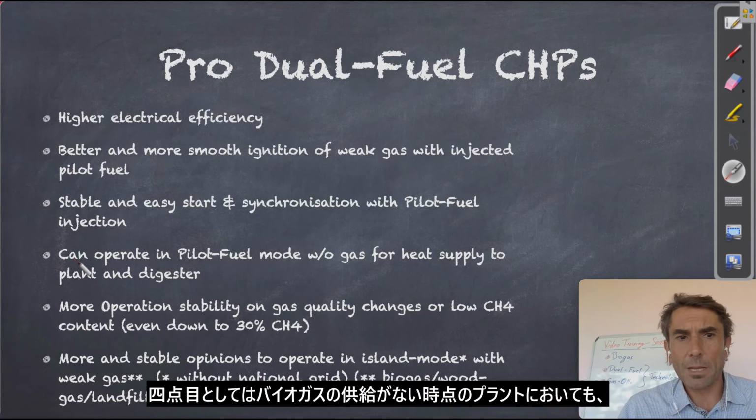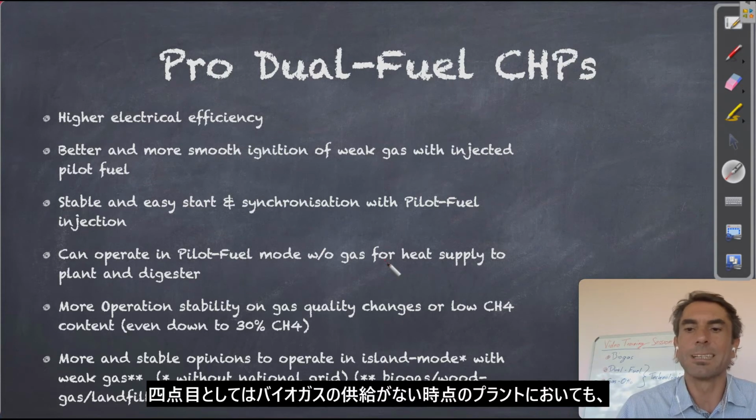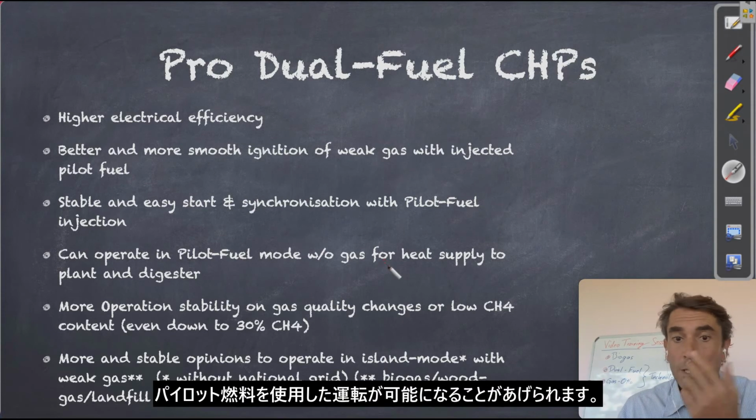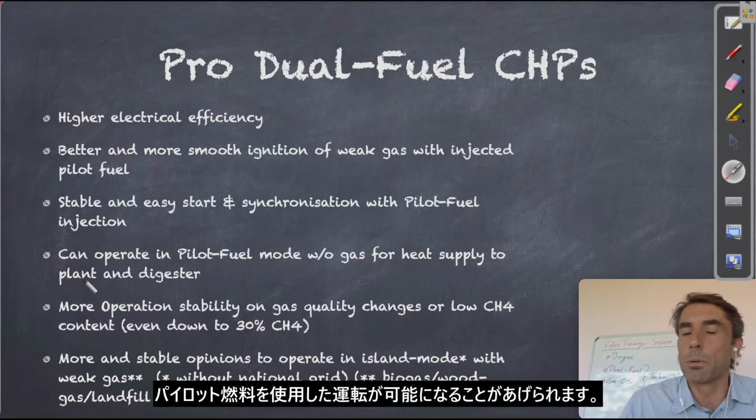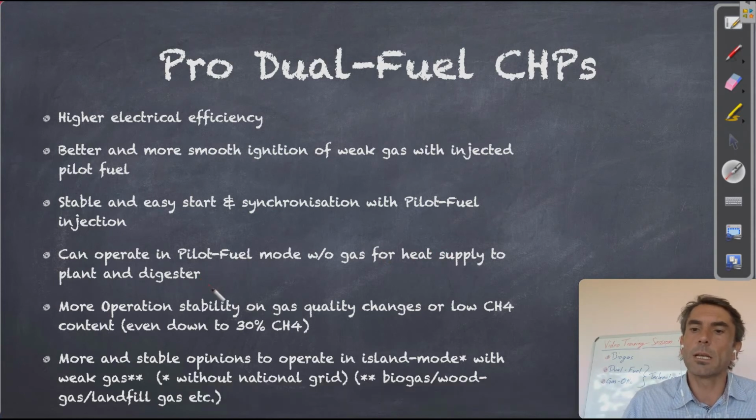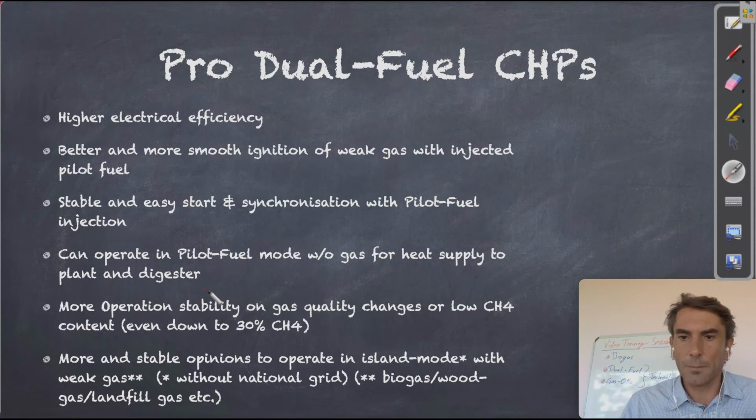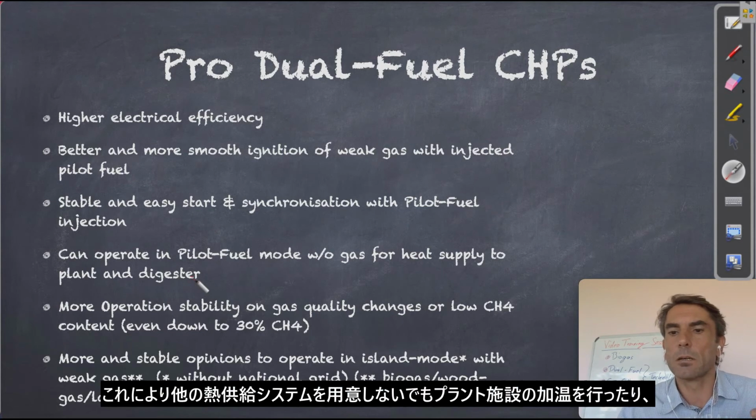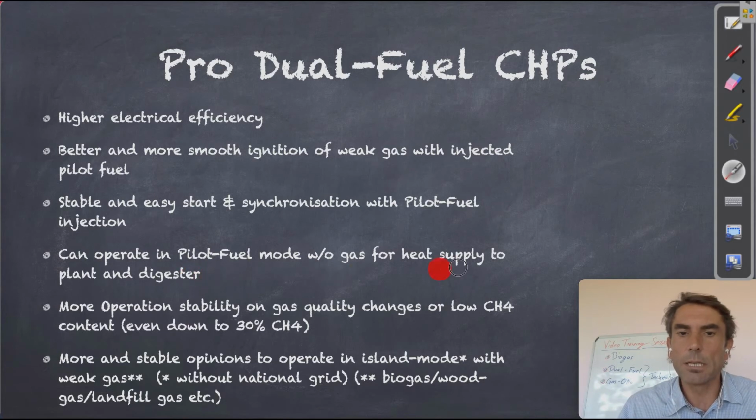A dual fuel system can operate in pilot fuel mode without gas. For example, we can operate in diesel mode to supply heat to the plant or to the digester. So we can heat up the digester fermentation system and get it up to temperature so that it produces gas. So we don't need any other heating system. We can use the CHP to heat up the digester to produce biogas.